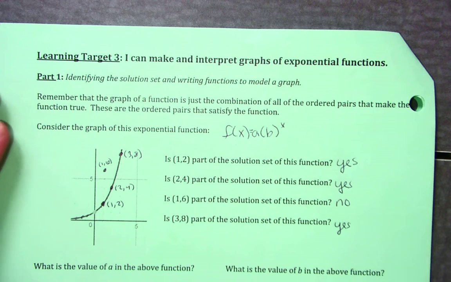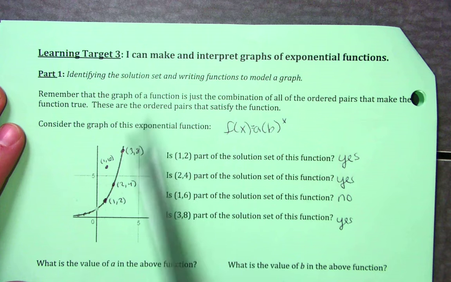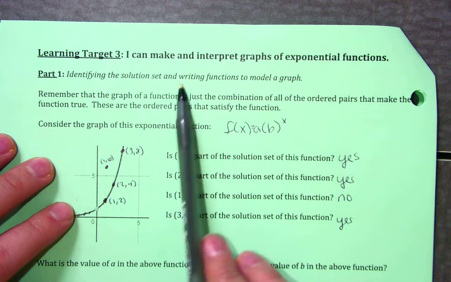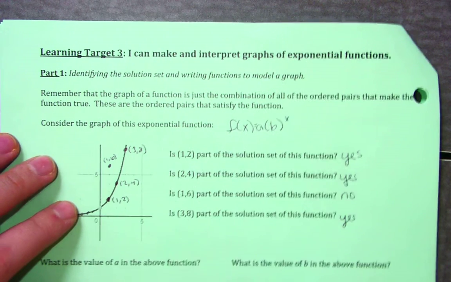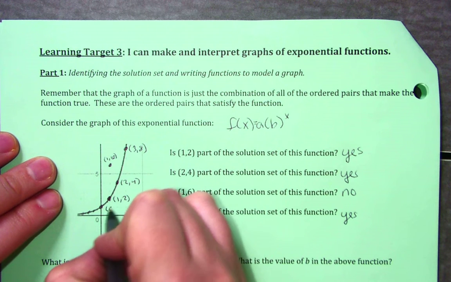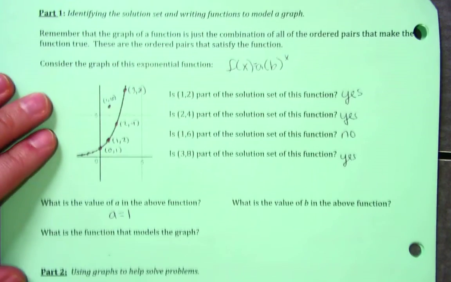And now the second part of this learning target is to not only identify the solution set using the graph and tell whether or not an ordered pair is part of the solution set, but also to write a function to model the graph. So to write a function, we need to recognize what the value of a is, which is the y-intercept. So that is (0, 1), which means a equals 1.